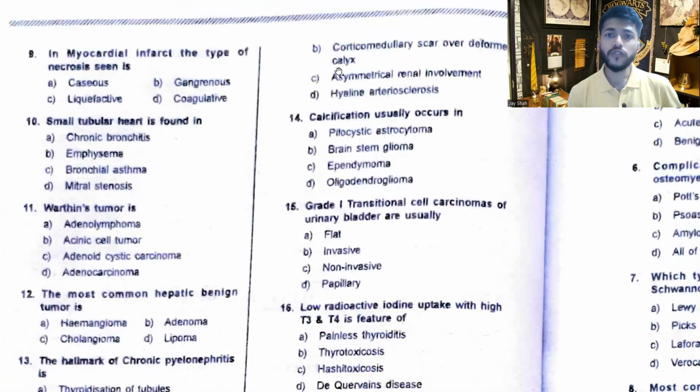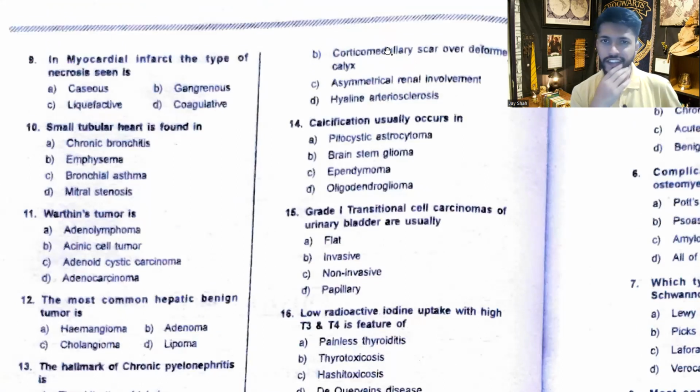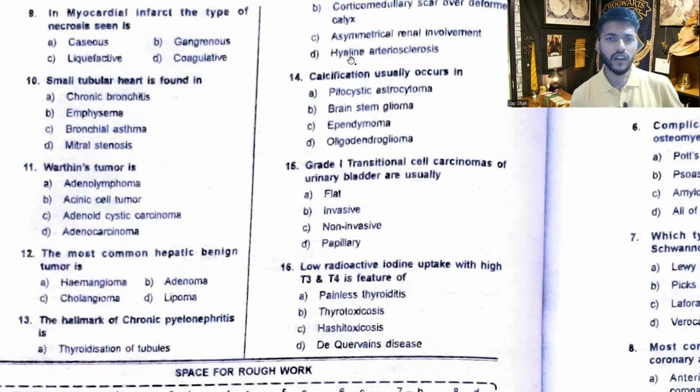You'll have a loss of corticomedullary differentiation, that's true, and there will be a scar over the deformed calyx, right? So a corticomedullary scar over the calyx, that is pyelonephritis. Pyelonephritis is basically your collecting system, right? Hyaline arteriosclerosis, no, it is seen in benign nephrosclerosis. Thyroidization, no, seen in chronic glomerulonephritis.